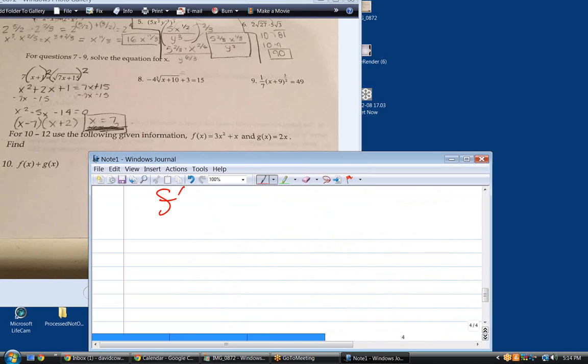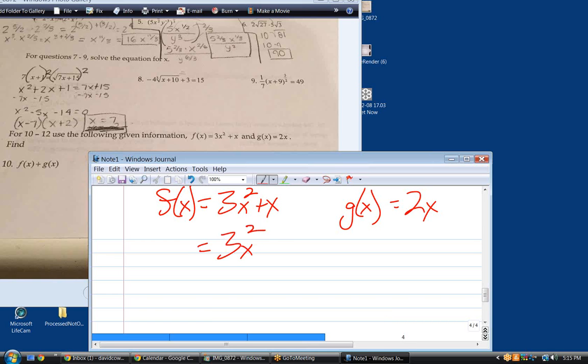Okay, here we have f of x equals 3x squared plus x, and we have a different function, g of x equals 2x. So what is f of x plus g of x? 3x squared plus x plus 2x. Simplify that. Hold on, I need to write it down. That is correct, but it's not simplified. That would be 3x squared plus 3x.